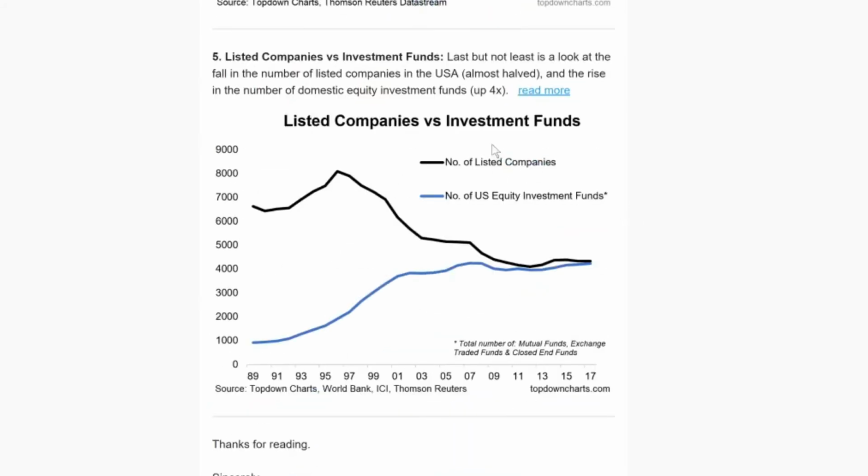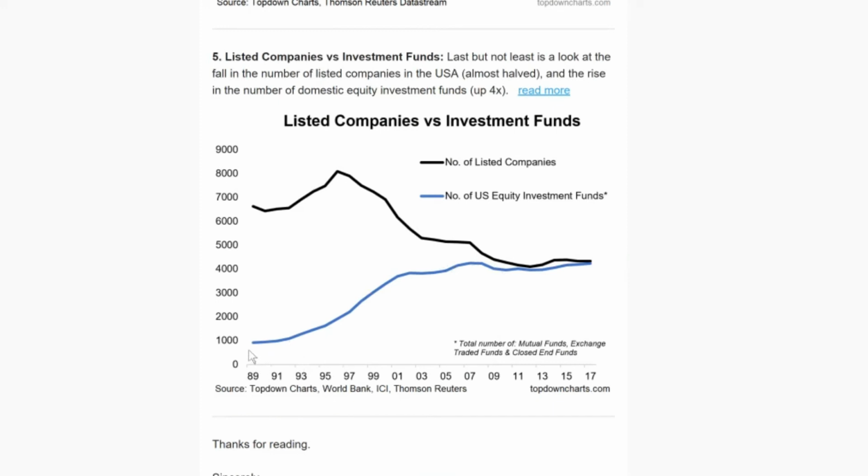Last but not least, listed companies versus investment funds. Quite an interesting chart here. It's part of an article that had a few other charts of a similar line of inquiry. It shows the number of listed companies and the number of US equity investment funds. That includes mutual funds, exchange traded funds, and closed-end funds, from the ICI fund data. It's the count, so the number of those funds, and it's all US domestic equity investments. I didn't count any international, global, or regional. And yeah, really quite interesting.